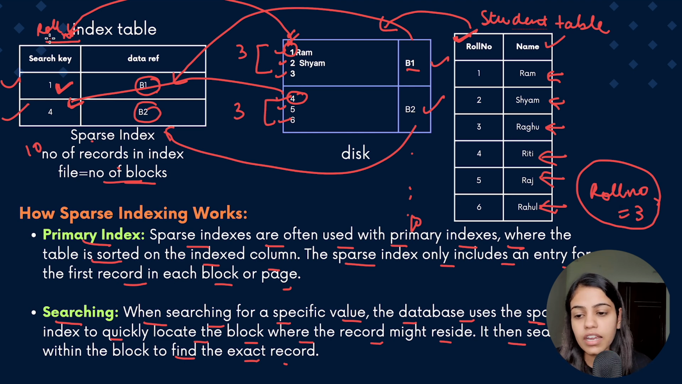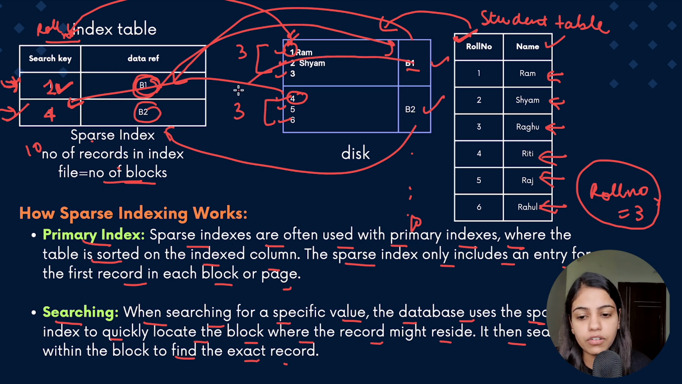So what it will do is, it will first come to the index table, the sparse index which is present. It will quickly locate the block where we can find 3. So here the search key is 1, here the search key is 4. So 3 would be lying in this particular search key range. So we'll go to block B1.